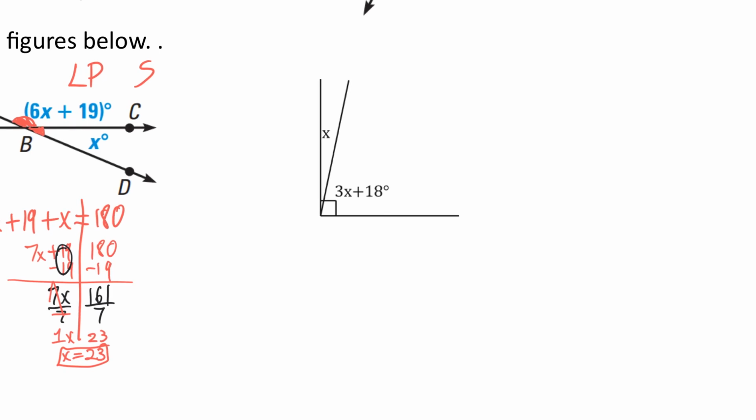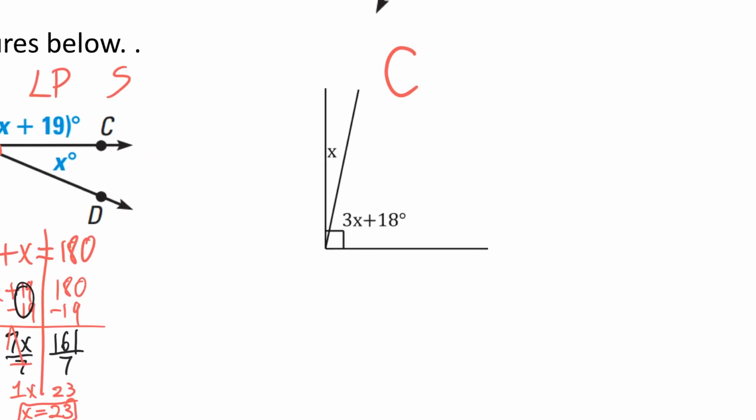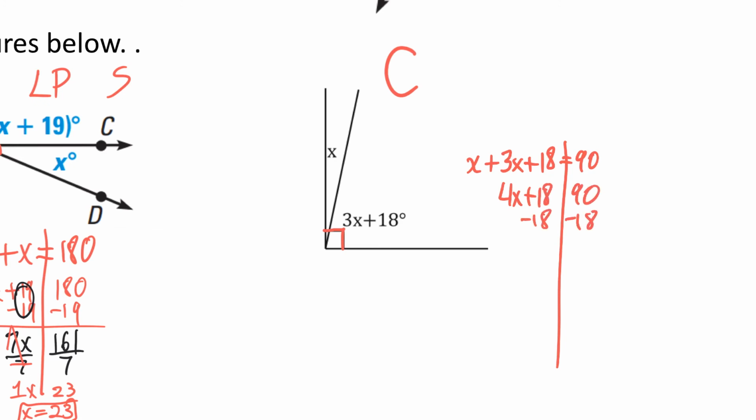Okay, and this last one. So what's up with these two angles? They're complementary, right? Which means what? They add up to 90. How do I know they're 90 together? Because of this little box right here. So on this one, x plus 3x plus 18 equals 90. So we combine like terms. 4x plus 18 equals 90. Subtract 18. Zeros. 4x equals 72. Divided by 4. And what does that equal? 18.